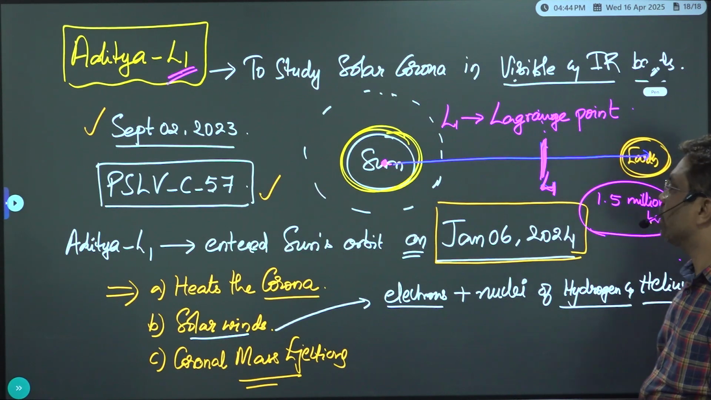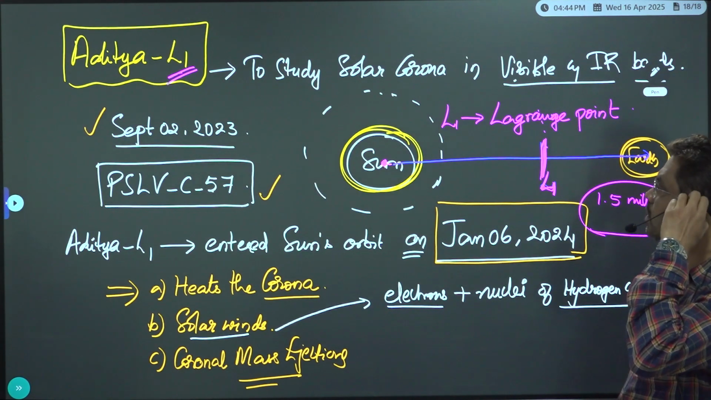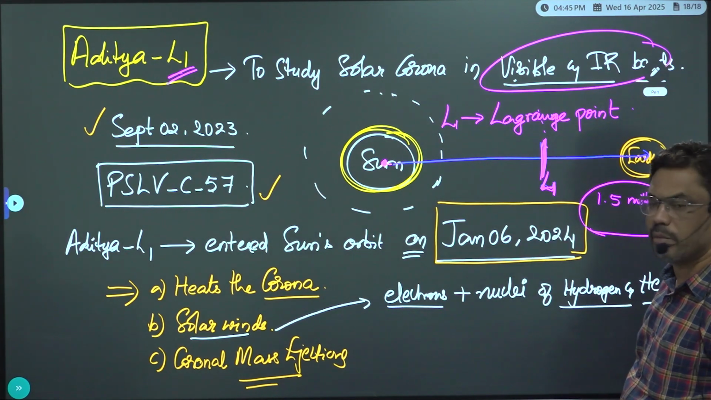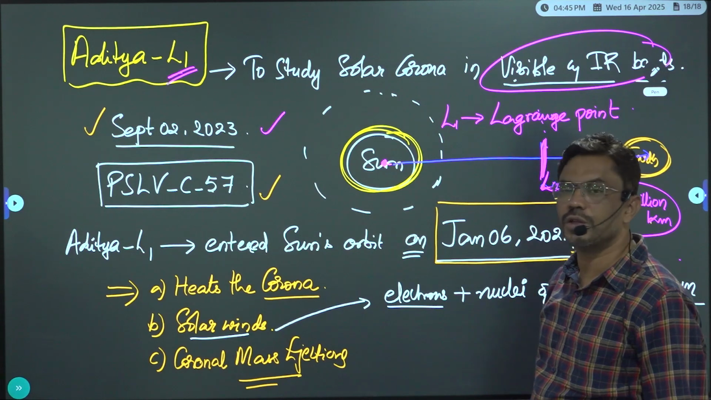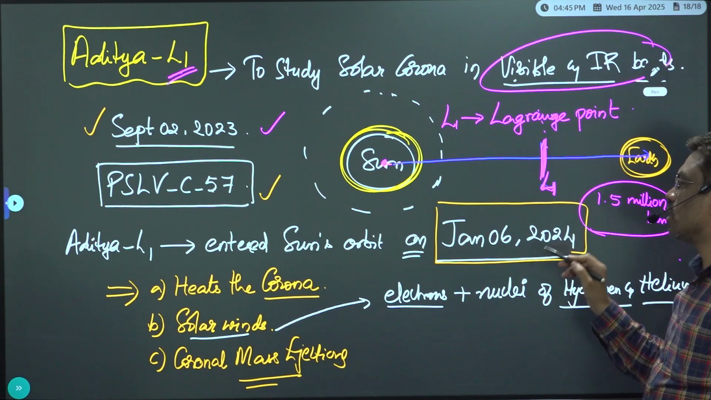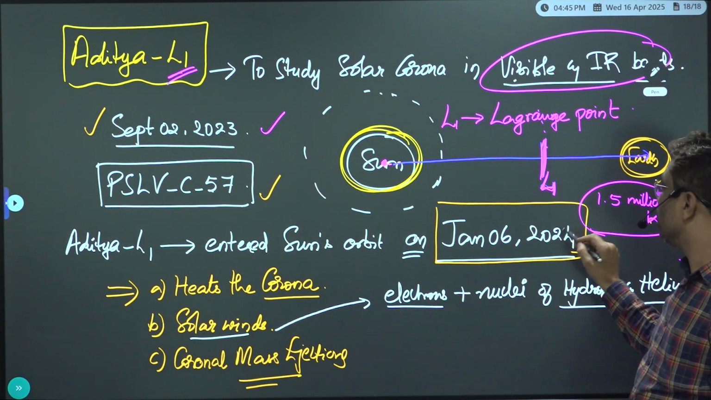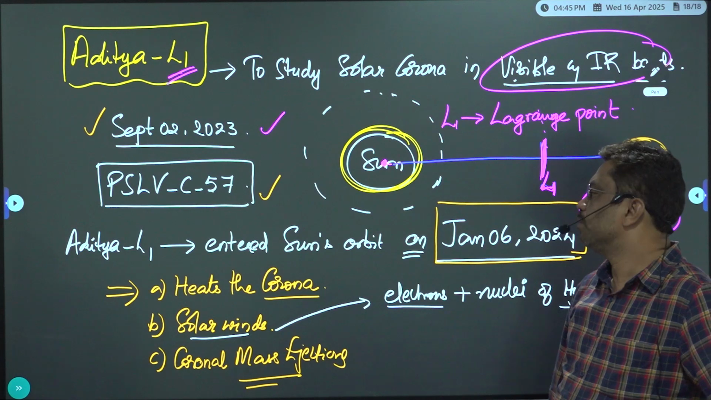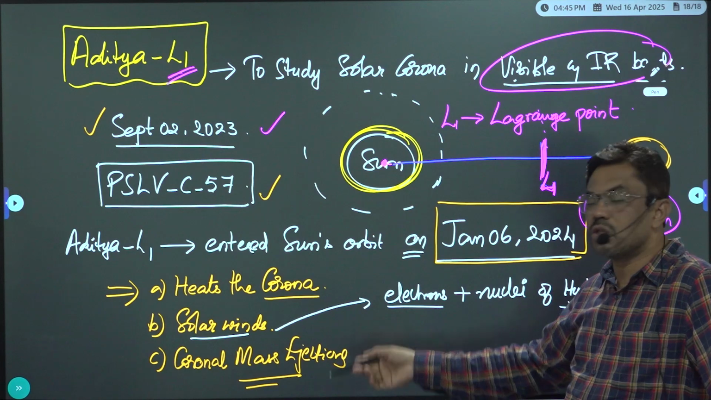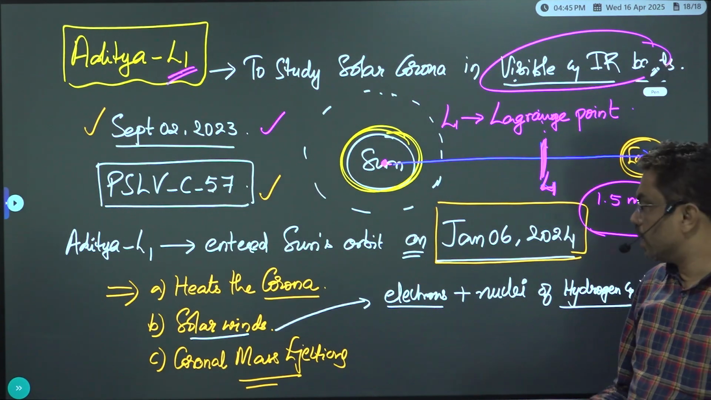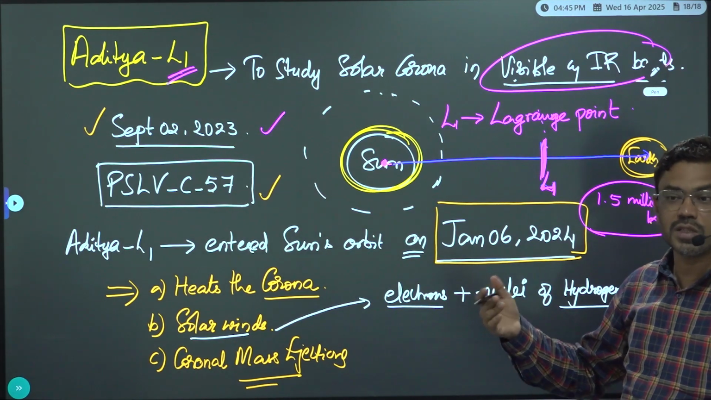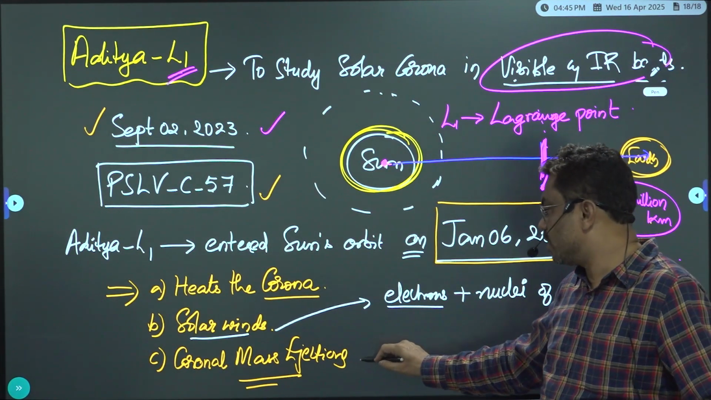Just remember, the Aditya L1 mission was launched to study the solar corona in visible and infrared bands. It was launched on September 2nd, 2023 using the PSLV C-57 rocket. It reached the sun's orbit on January 6, 2024. It is to understand the physical processes which heat the solar corona, how solar winds are generated, and coronal mass ejections, where solar winds carry millions of tons of solar wind.